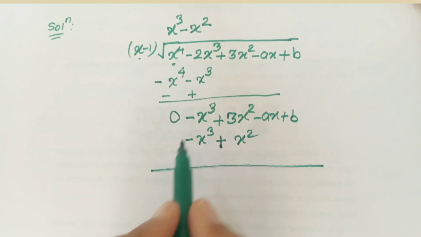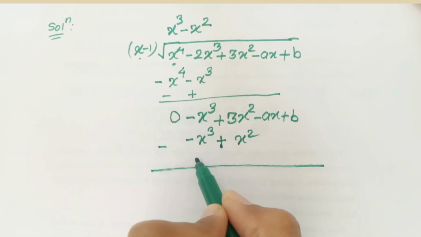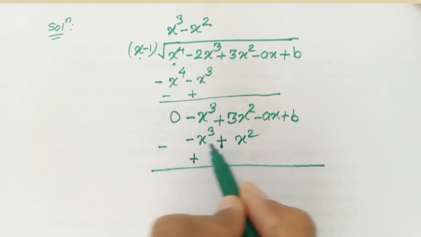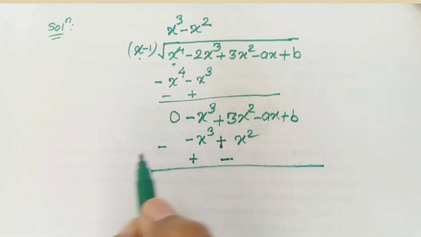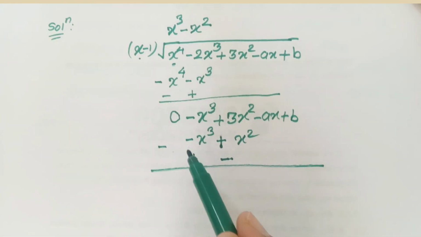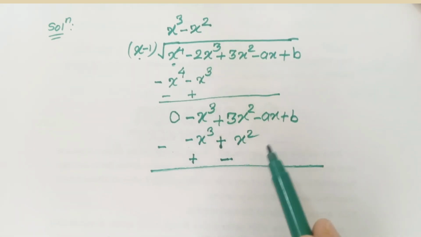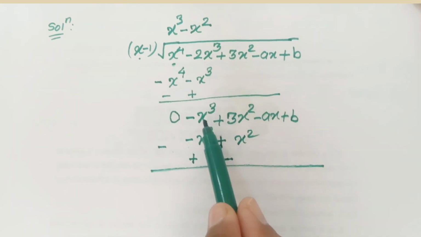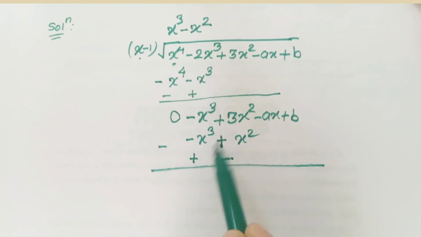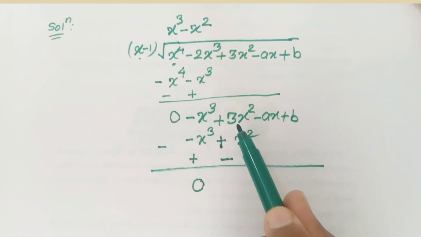Now subtract this term. If we are subtracting, then again minus into minus, that is plus, and minus plus is minus. This sign rule I have already discussed in the previous lecture. See that lecture to clear the multiplication of minus into minus is plus, and this sign multiplication. Now here minus x cube plus x cube, again the terms are similar and subtraction is 0.